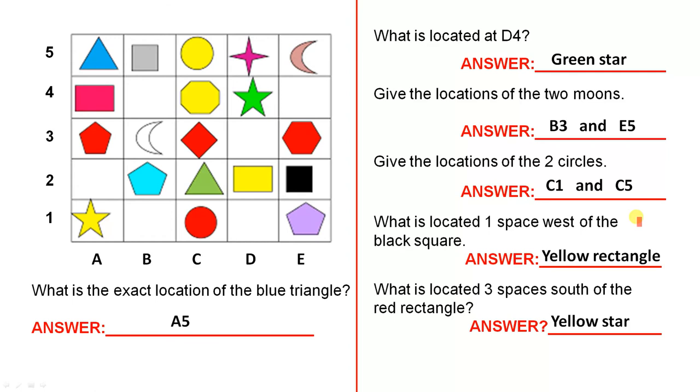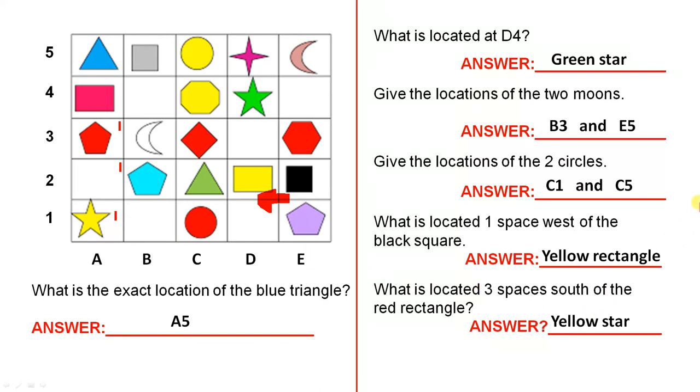What is located 1 space west of the black square? Now remember, west is in this direction here, okay? It's in that direction there. So 1 space west of the black square is the yellow rectangle. And what is located 3 spaces south of the red rectangle? So there's the red rectangle. 3 spaces south, 1, 2, 3, and that's the yellow star.